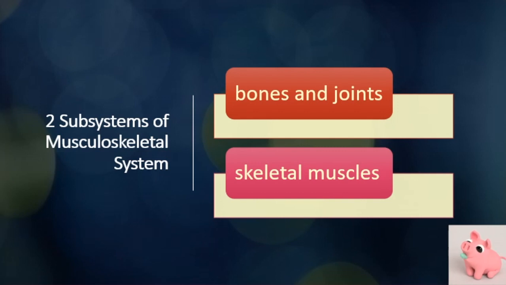So there are two subsystems in the musculoskeletal system. You have your bones and joints, and then the other one is your skeletal muscles. So take note, our framework is our skeleton, composed of your bones and joints. Movement of these bones and joints are made possible through our skeletal muscles. So when I talk about skeletal muscles, they will be composed of your extensors and flexors. So extensors and flexors, as the term would imply, would be related to extension and flexion.